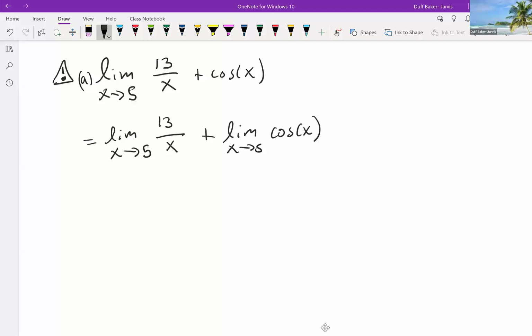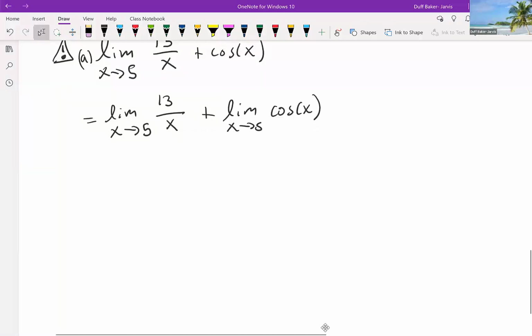Okay. And then the second one we know how to do. This one, the limit of cosine is on that list, and so we can just plug the 5 in. This will be whatever the number of cosine of 5 is. It's not a nice number.